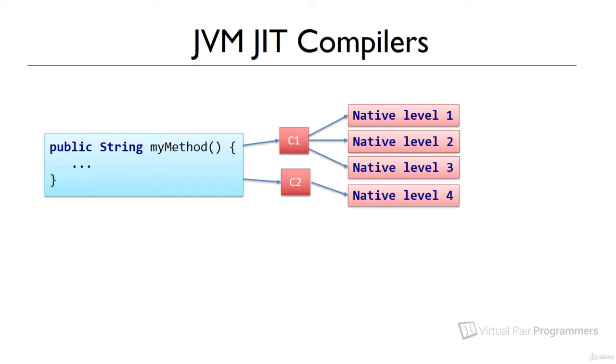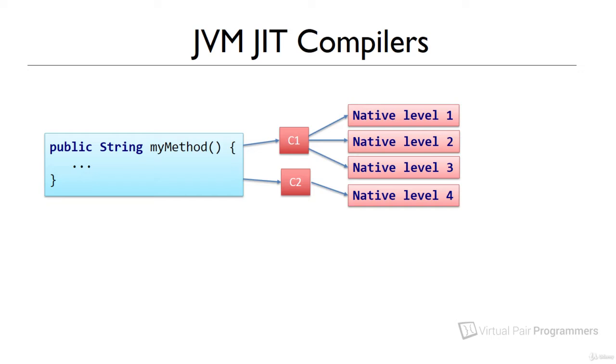So for any method which has a number of 1 to 3, the code has been compiled using the C1 compiler, and the higher the number, the more profiled the code has been. If the code has been called enough times, then we reach level 4 and the C2 compiler has been used instead. And this means that our code is even more optimized than when it was compiled using the C1 compiler.